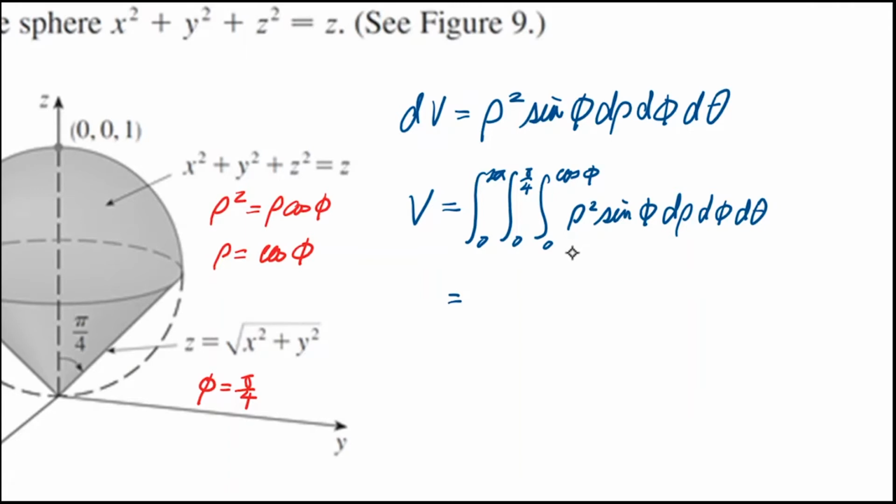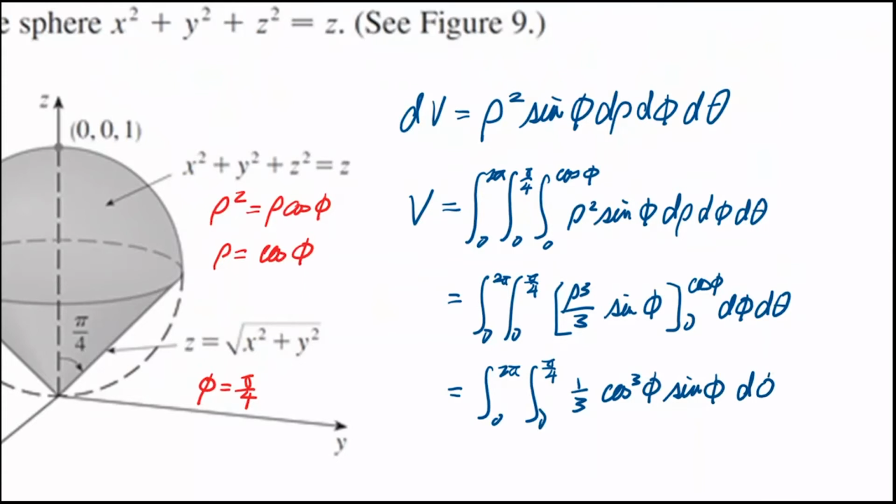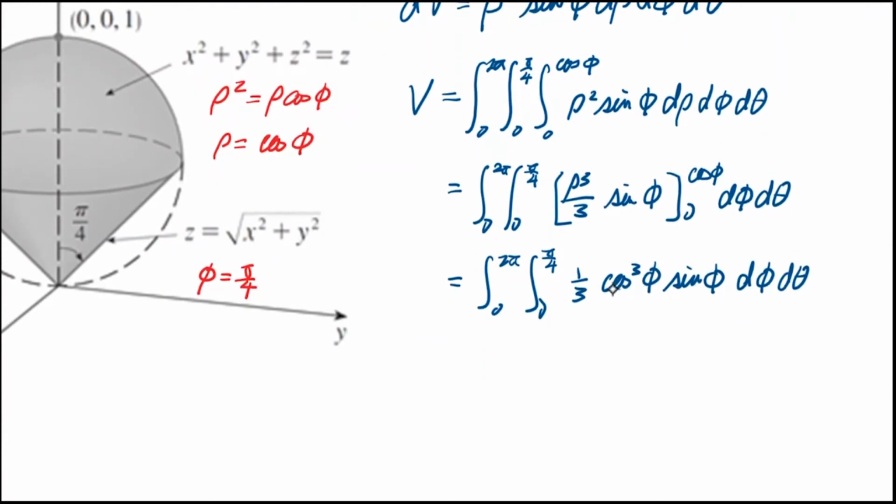Okay, then it's really downhill from here. So 0 to 2 pi and 0 to pi over 4. And this is rho cubed over 3, and then sine phi, from 0 to cosine phi. Say yes. Okay, and then d phi and d theta. Now plugging this in, we have 1/3 cosine cubed phi sine phi, d phi, d theta. Do you see this is a u-sub? This is u and that's your du.